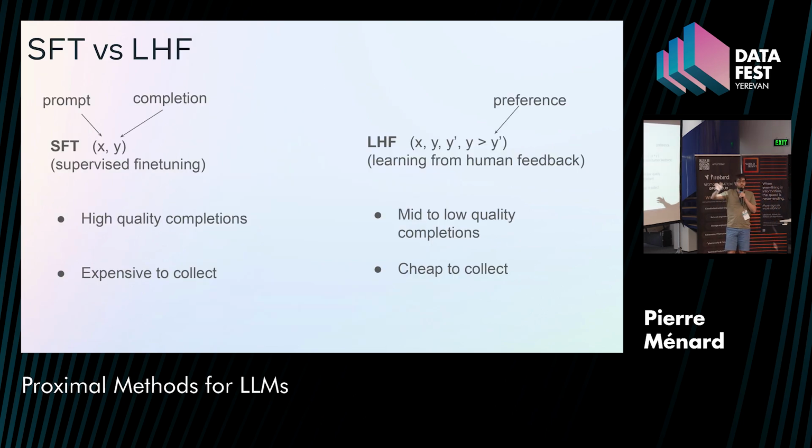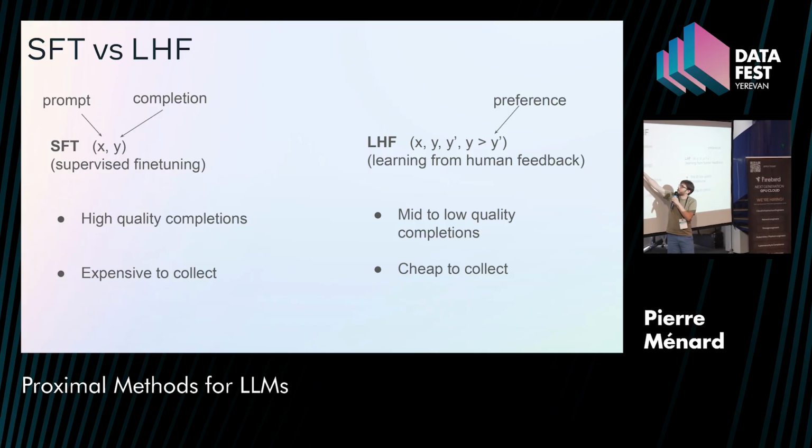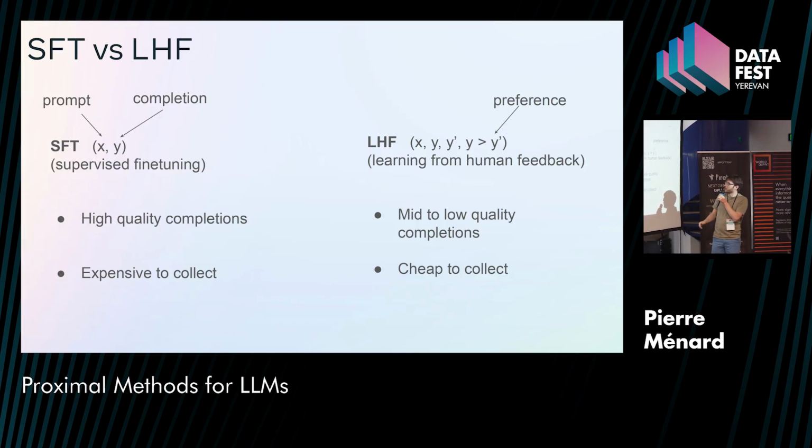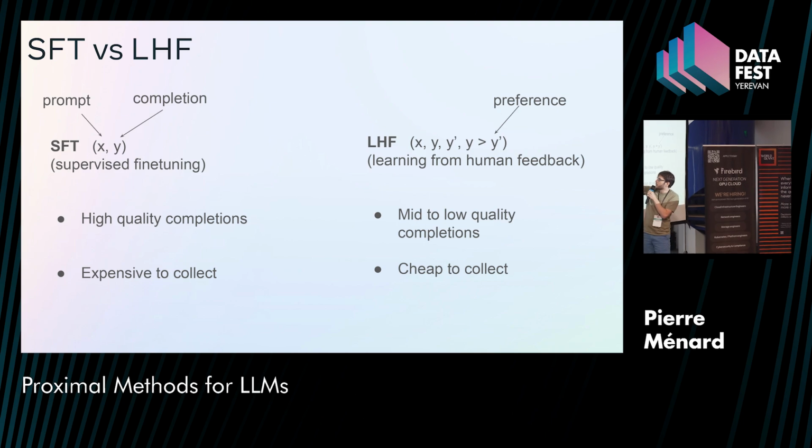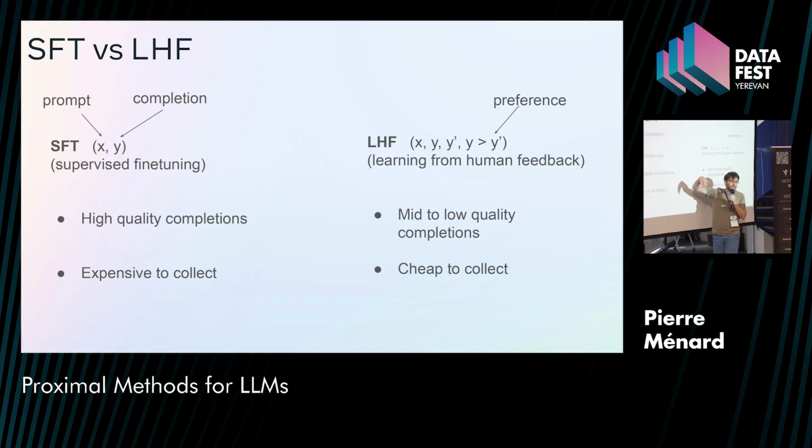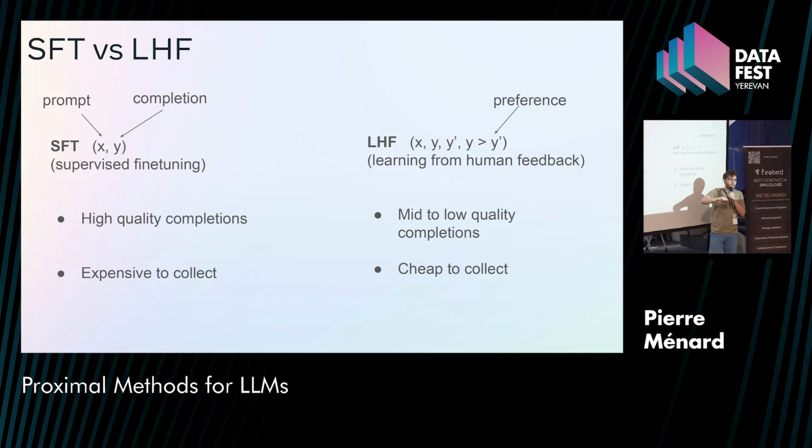Just as a quick reminder, what is the difference between this SFT phase and learning from human feedback or learning from preference? In supervised fine-tuning, what do you have? Just a prompt and a completion. What you want to do is just learn to generate the completion given the prompt. So it's a supervised training, nothing really complicated there. The most important point is that you need, of course, high quality data for your completion. Usually you ask annotators to write them, so it's quite expensive to collect.